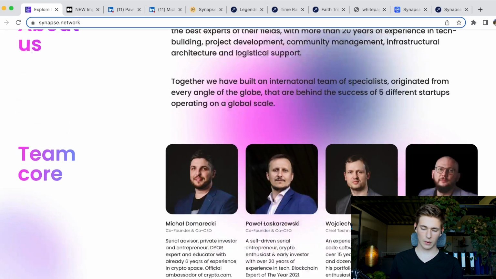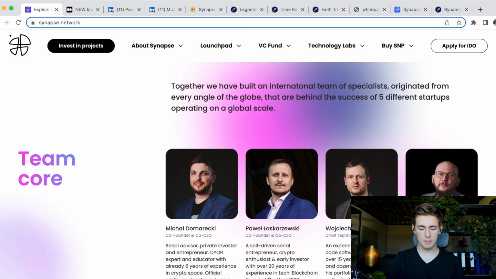Okay, now here we finally find the team. So the team is fully doxed. Of course, that is a USP in and of itself, if you ask me. We know who the team is, we know who's behind this project, and we can move over to their LinkedIns to verify who they are, what they do, and what their experiences are, if they are suitable for the position that they are in at Synapse Network.